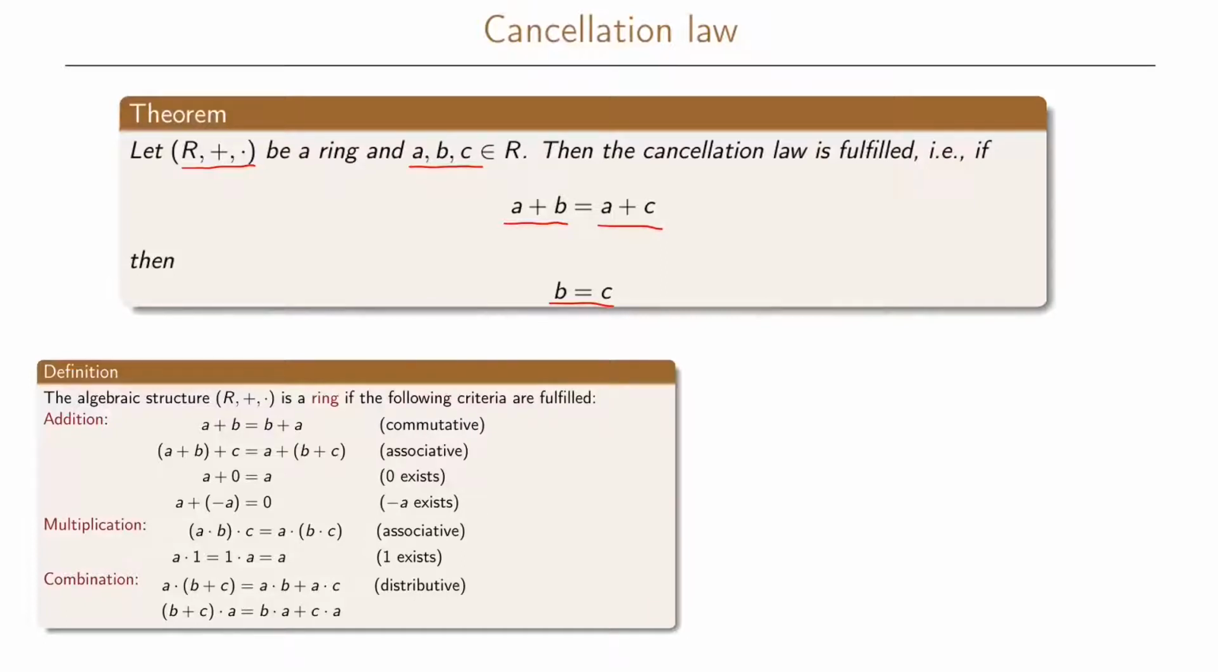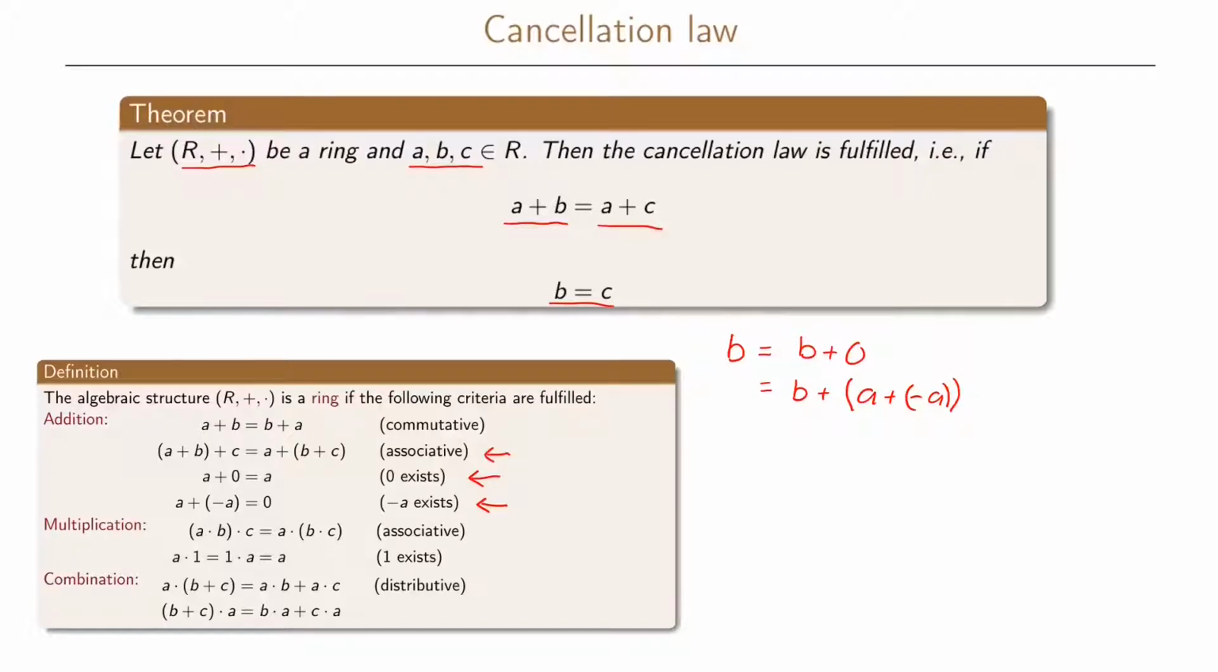So what we want to show using our definition is that if A plus B equals A plus C, then we have B equals C. So let us write B. We can rewrite B as B equals B plus 0. And when we're doing this, we're using the fact that we have the 0 element. Now B plus 0 can be rewritten as B plus (A plus minus A), because we know that the negative of A exists and A plus minus A equals 0.